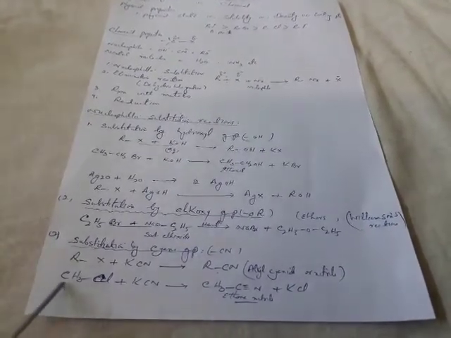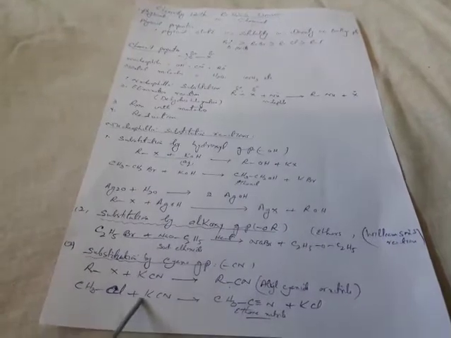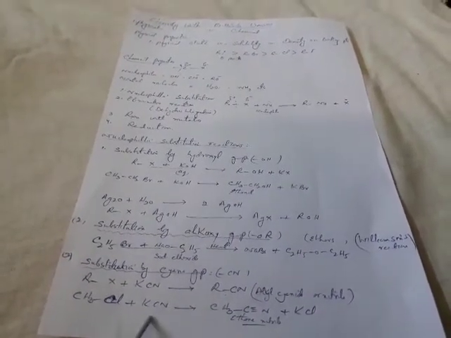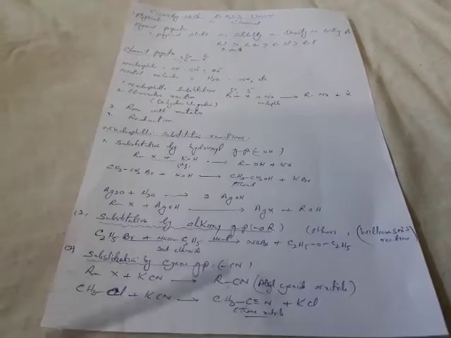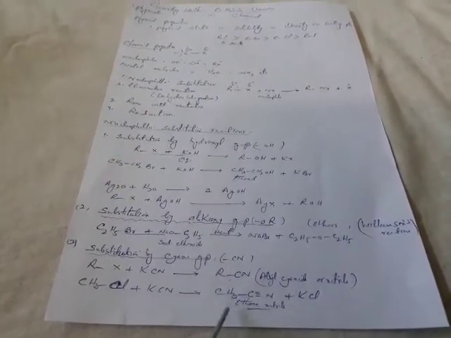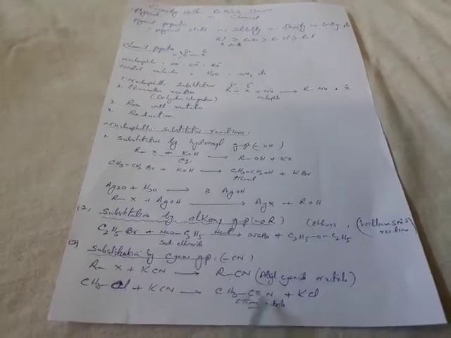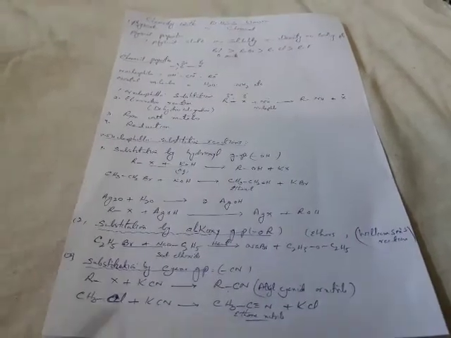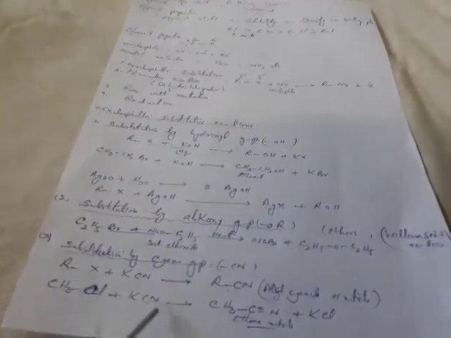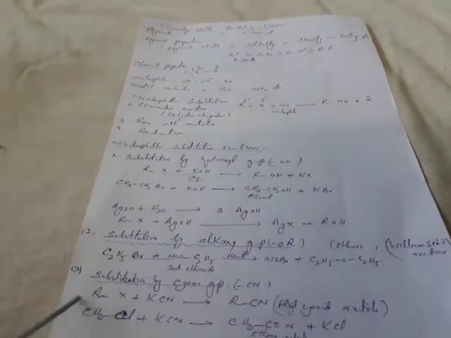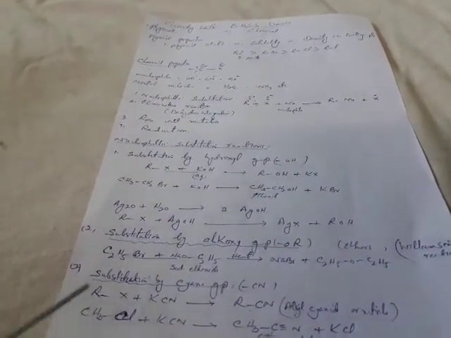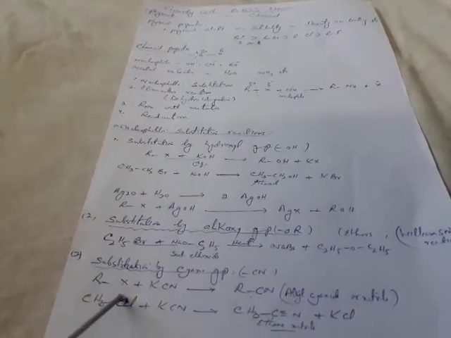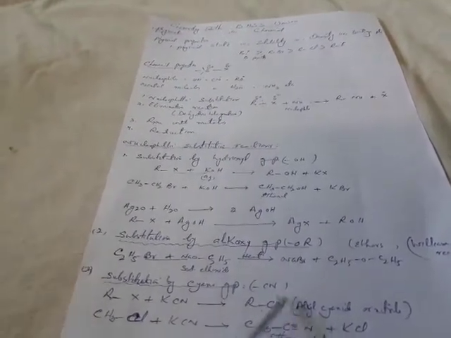Here we see methyl chloride. When it is treated with an alcoholic solution of potassium cyanide, we get ethane nitrile, or methyl cyanide, plus potassium chloride. So this is how substitution of the halogen atom takes place by the cyanide group. Since cyanide is a stronger nucleophile than the halogen atom, it easily displaces the halogen atom from the halide molecule, and we get nitriles.